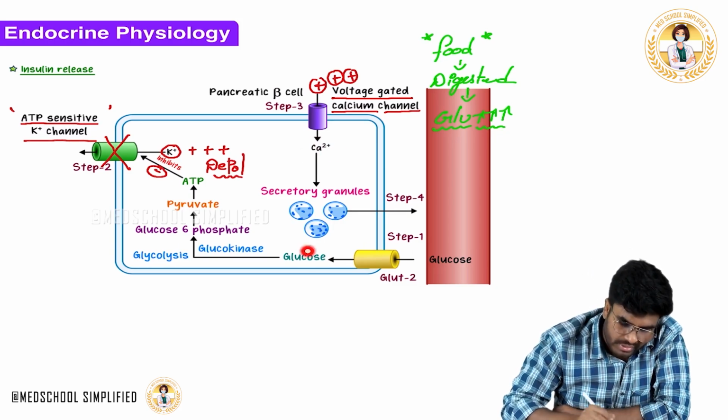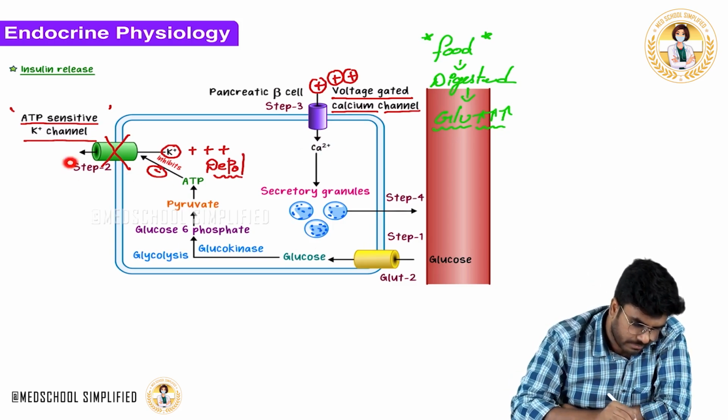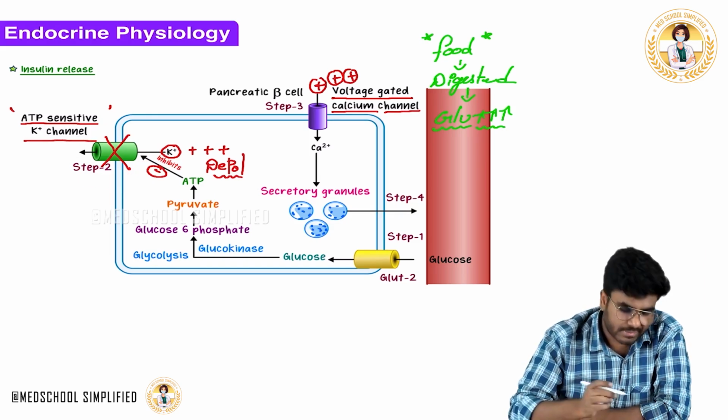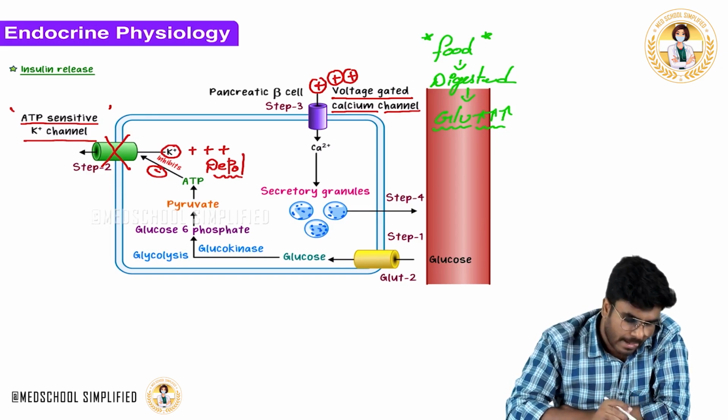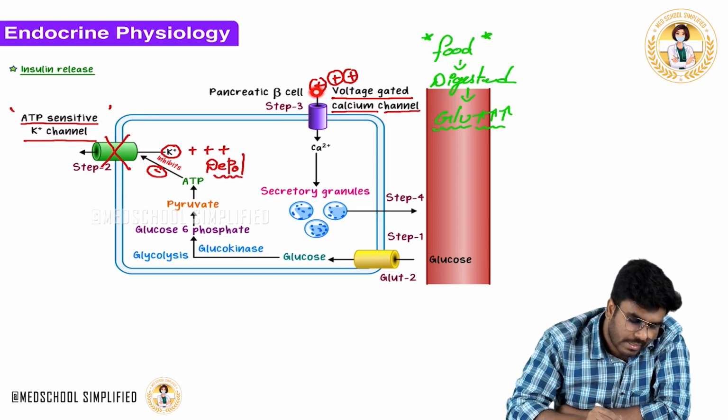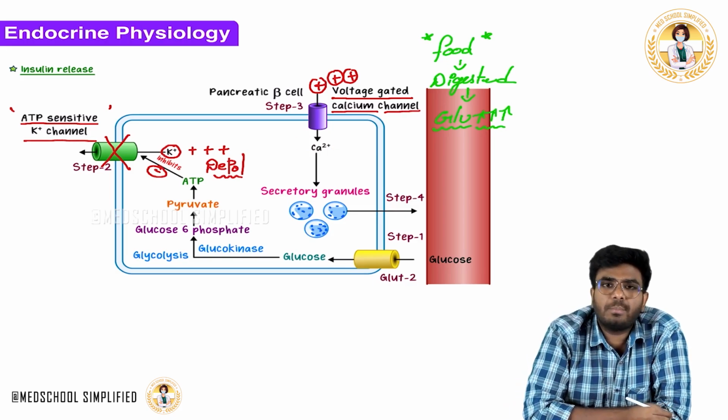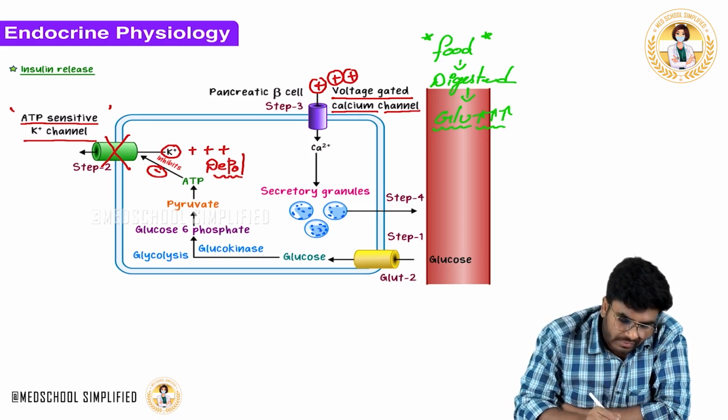First step is glucose entry. Second step is closing of the ATP sensitive potassium channels. Once the ATP sensitive potassium channels are closed, the cell is undergoing depolarization. Once the cell is depolarized, what happens? Now calcium starts to enter into the cell. We all know calcium is very important for vesicular transport. Here the vesicles are there.